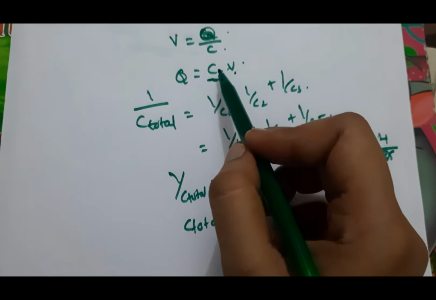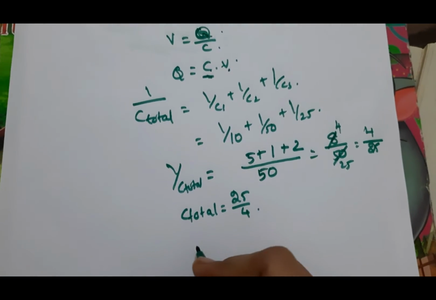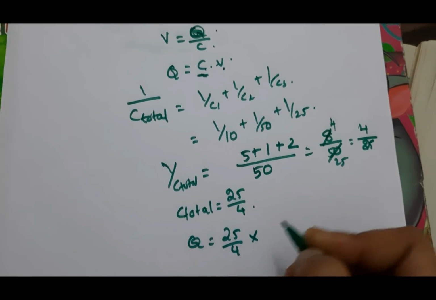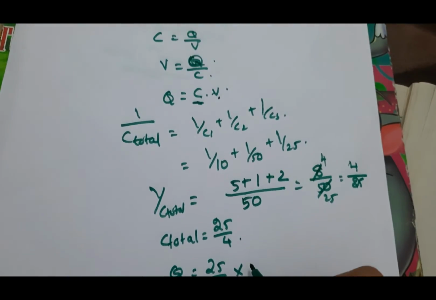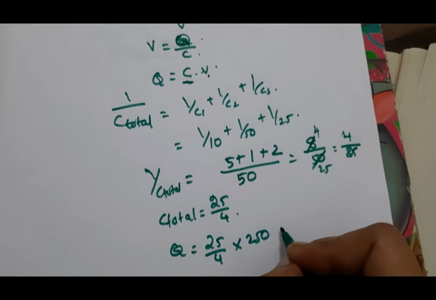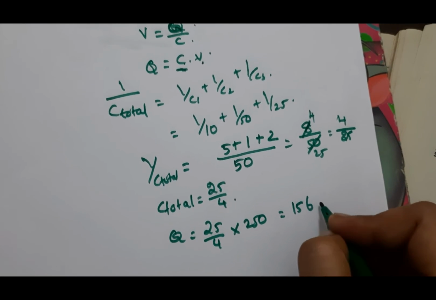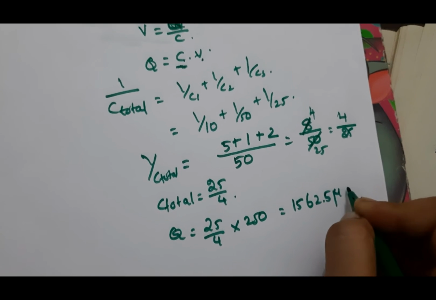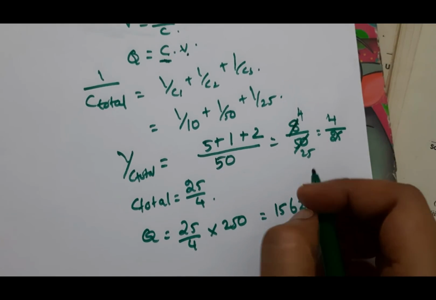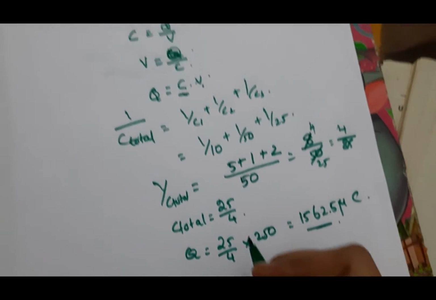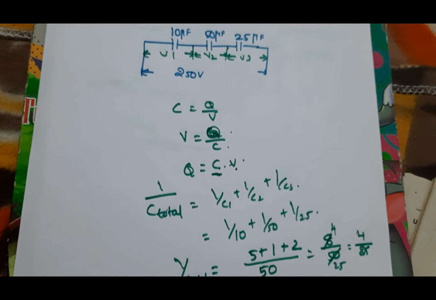So this is the total capacitance value. Now from that we can find the Q value, that is 25 by 4 into V, which is 250. Solving this we will get 1562.5 microcoulomb. So this is the Q value, and the Q across each capacitor here is the same.